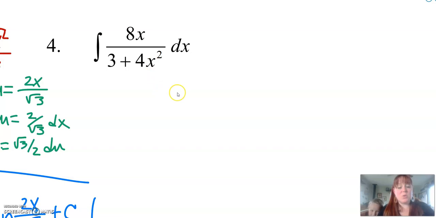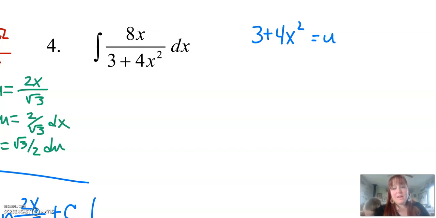So what do we do? You're going to be overthinking this, but think about, do you see a function and that function's derivative? Yeah, I see this function, 3 plus 4x squared. I could call that u, and I see its derivative. The derivative of that function is 8x, right? So du equals 8x dx. So therefore, I can do a U-substitution here.